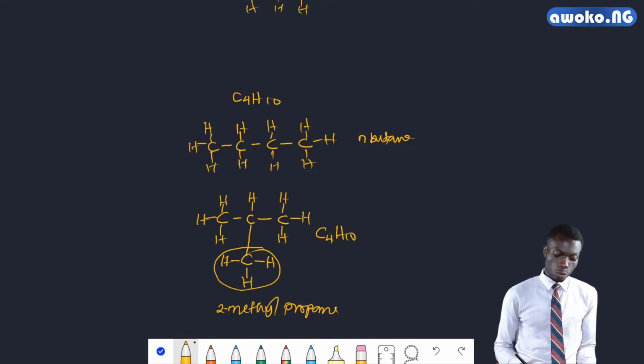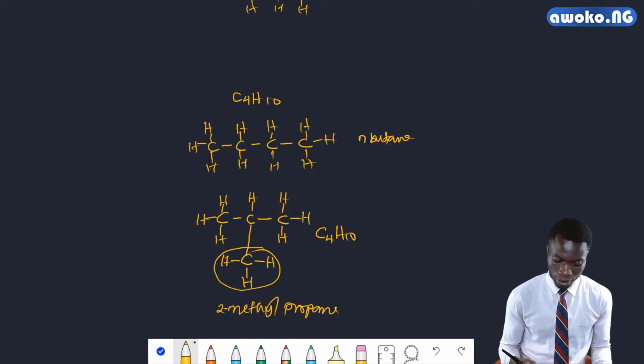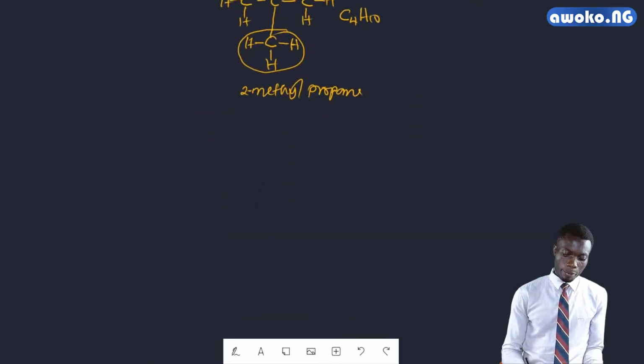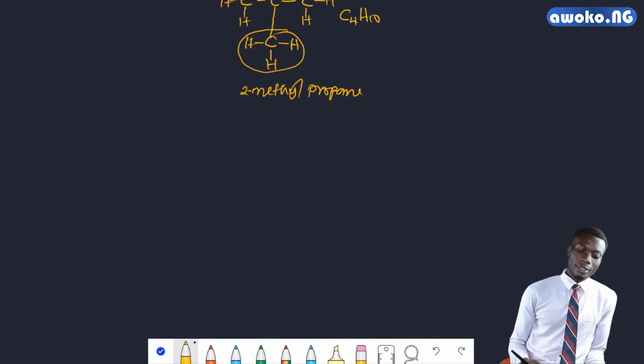So this 2-methyl propane is an isomer of butane. So you can be asked, what is the isomer of butane? The only isomer of butane we have is 2-methyl propane. So there are only 2 isomers of butane, which is the N-butane and then 2-methyl propane. So now we can still talk about another member of the alkane series. We'll talk about pentane, for example.